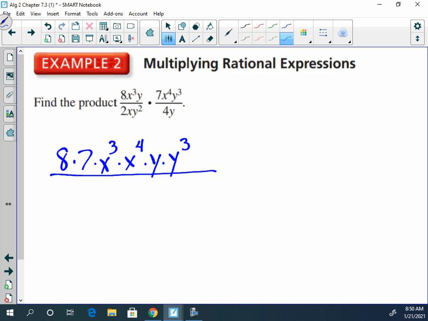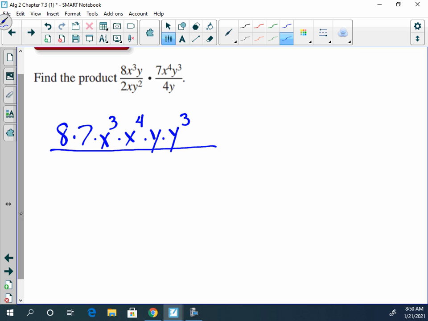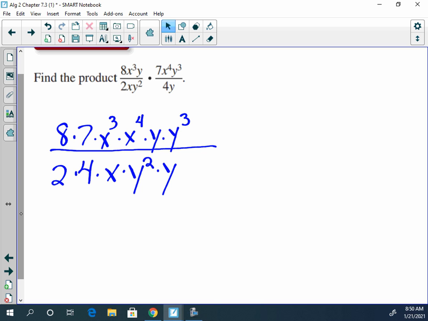I'm just rewriting it out so we can see it. If you are able to go straight to actually combining them together, that's fine. I'm just writing this out so we can see it as we go through this. Now in the denominator, we'll have 2 times 4. x is by itself, so we just have x. And then we'll have our y squared times y.